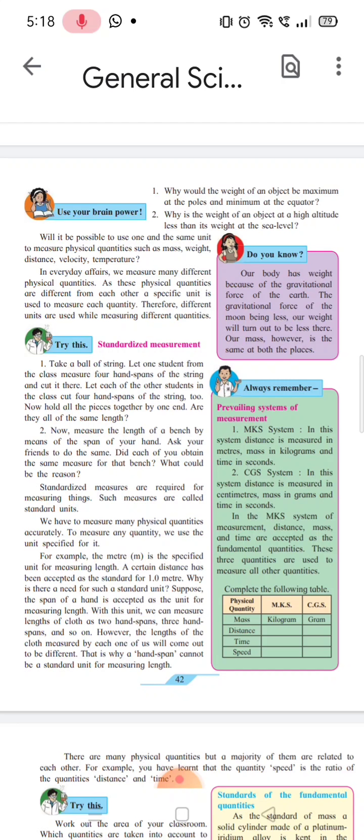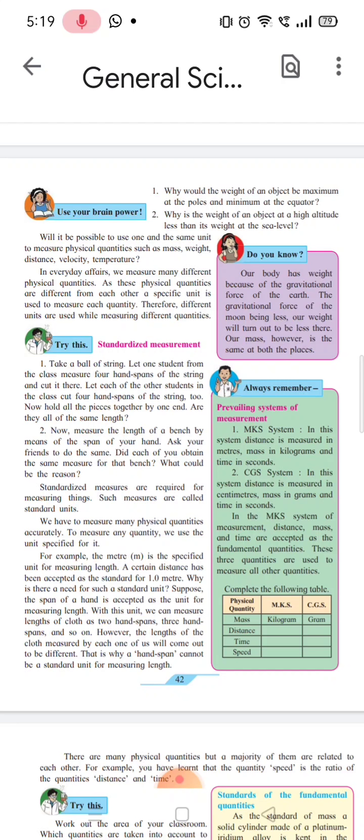MKS is meter, kilogram, second. In MKS system, distance, mass and time are accepted as fundamental quantities. Okay, students, let's complete the following table.